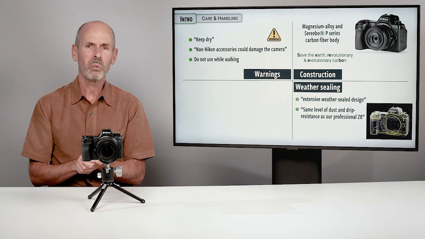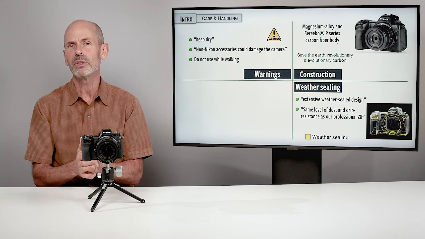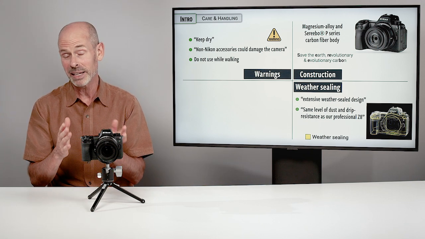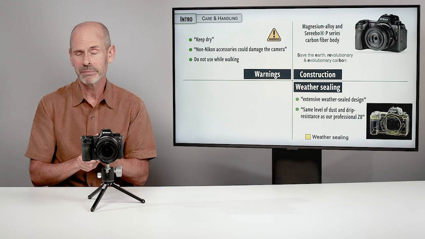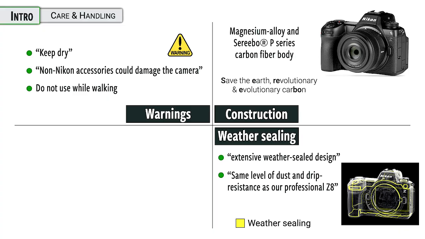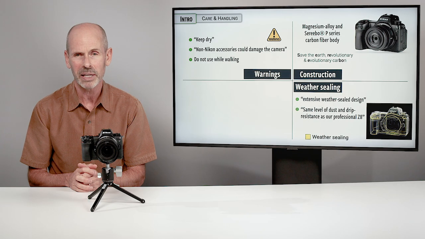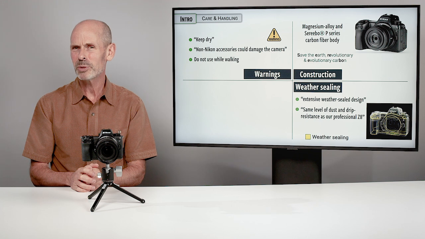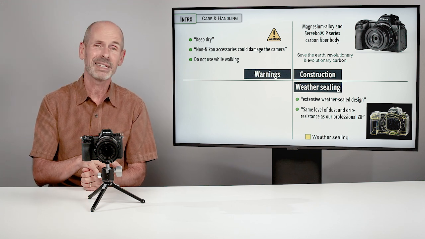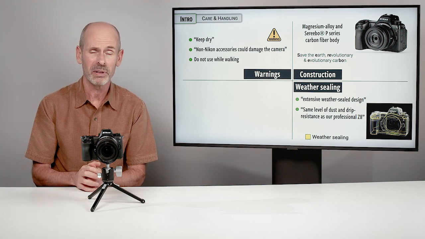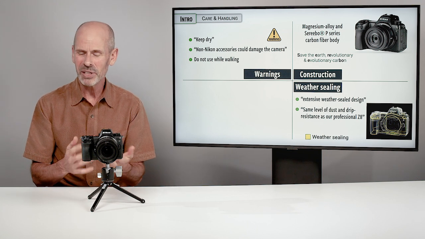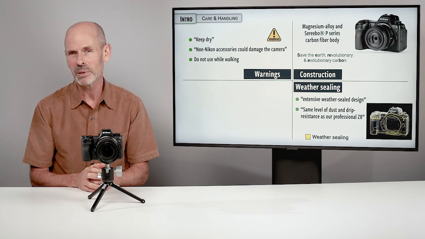Now, specifically on the weather sealing, I'm a little confused on this one. I will tell you what Nikon says, and then I'll give you my thoughts on it. So they have said that this has the same level of dust and drip resistance as the Z8. And they said when the Z8 came out that it had the same level as the Z9, which was their top-of-the-line camera when it came out. I'm really suspicious as to whether this has the same sealing as a standard professional level Nikon camera. That doesn't seem right, but that's kind of what they're implying.